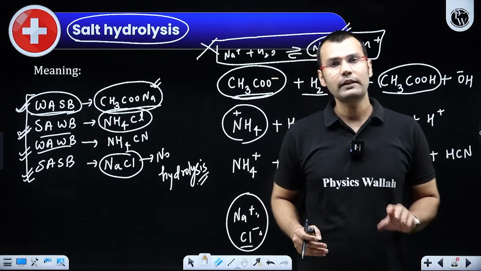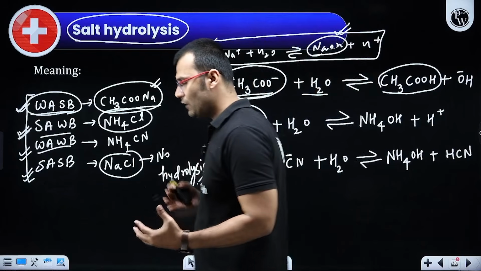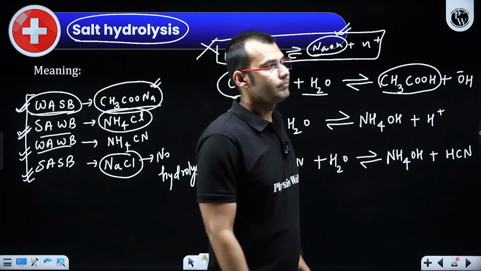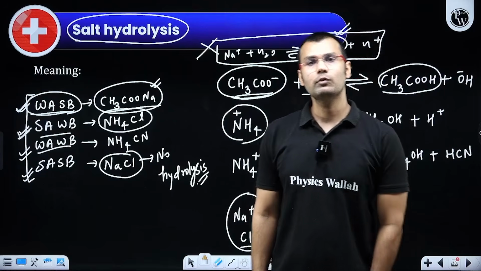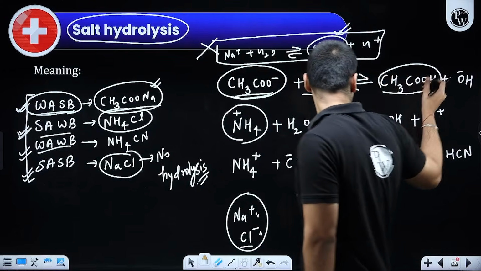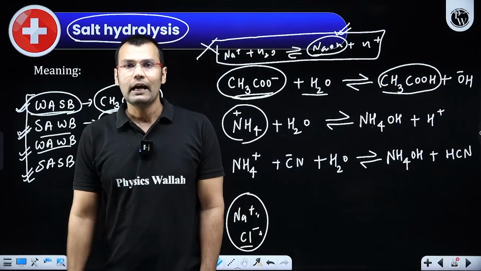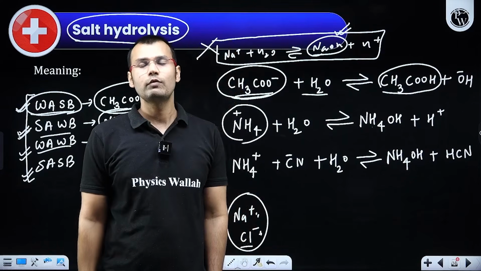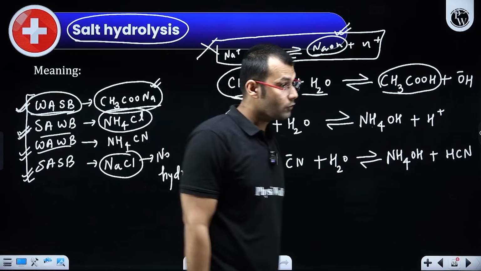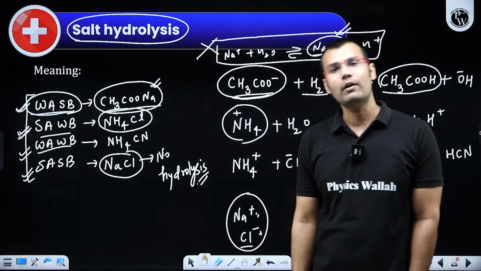So please remember, that's what salt hydrolysis is. Salt hydrolysis means combination of either the cationic or anionic part of the salt with water. The cation or anion will combine with water to produce either a weak acid or weak base along with H plus or OH minus. And in case of weak acid weak base, you will have hydrolysis of both the cation and anion part. If I have a salt of strong acid strong base, there will be no hydrolysis.